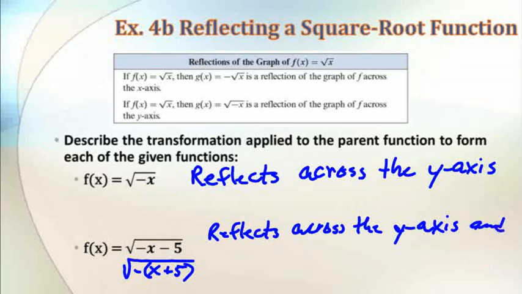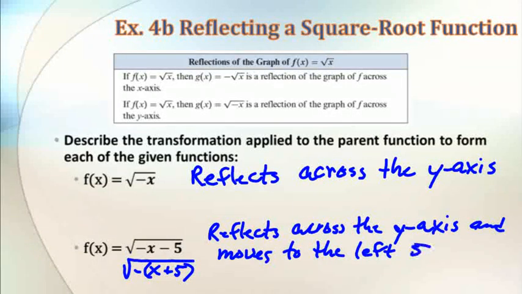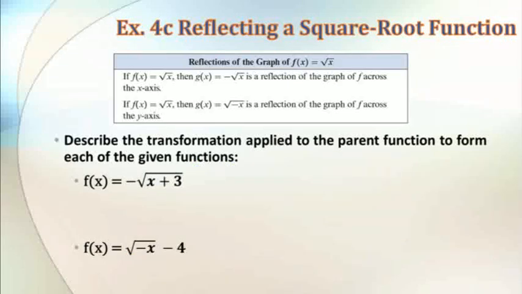And because I have now it's x plus 5, we need to do the opposites. What's going to make this square root of 0 when x is a -5? So that means I have to go, and it moves to the left 5. So that's how it would move from the parent function to the new function. Take a look at one more, and then you can do the next one yourself.